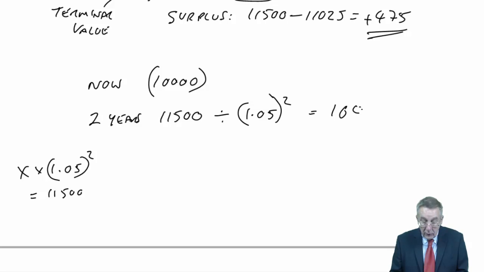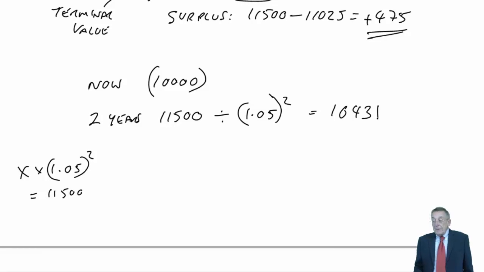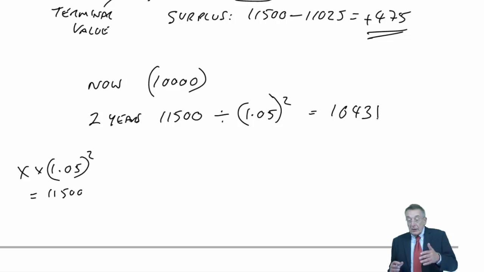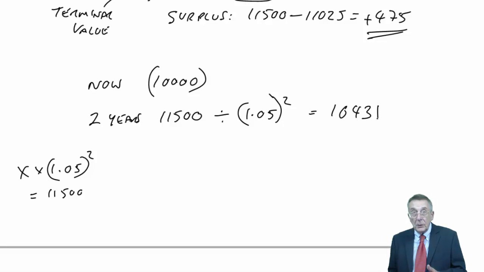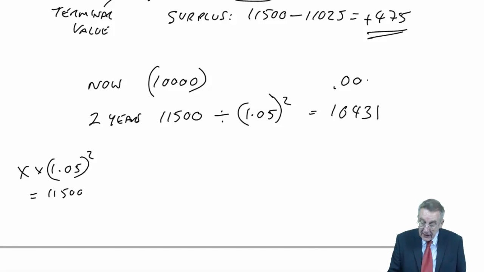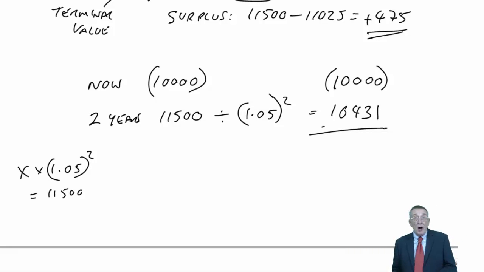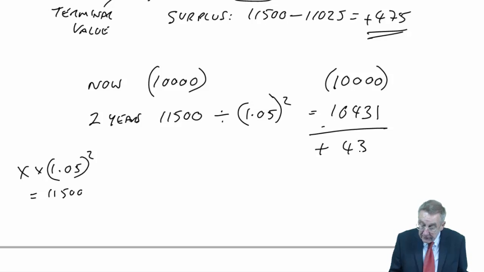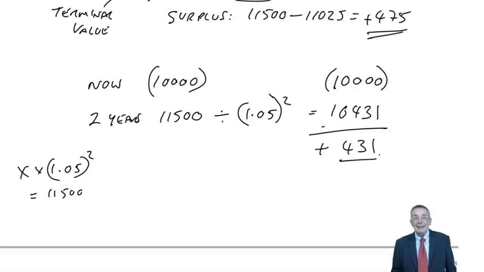of 10,431. That 10,431 now is equivalent to 11,500 in 2 years. And so he's saying, well, it's like paying out 10,000 now and getting back 10,431 now. It gives us a surplus of 431.